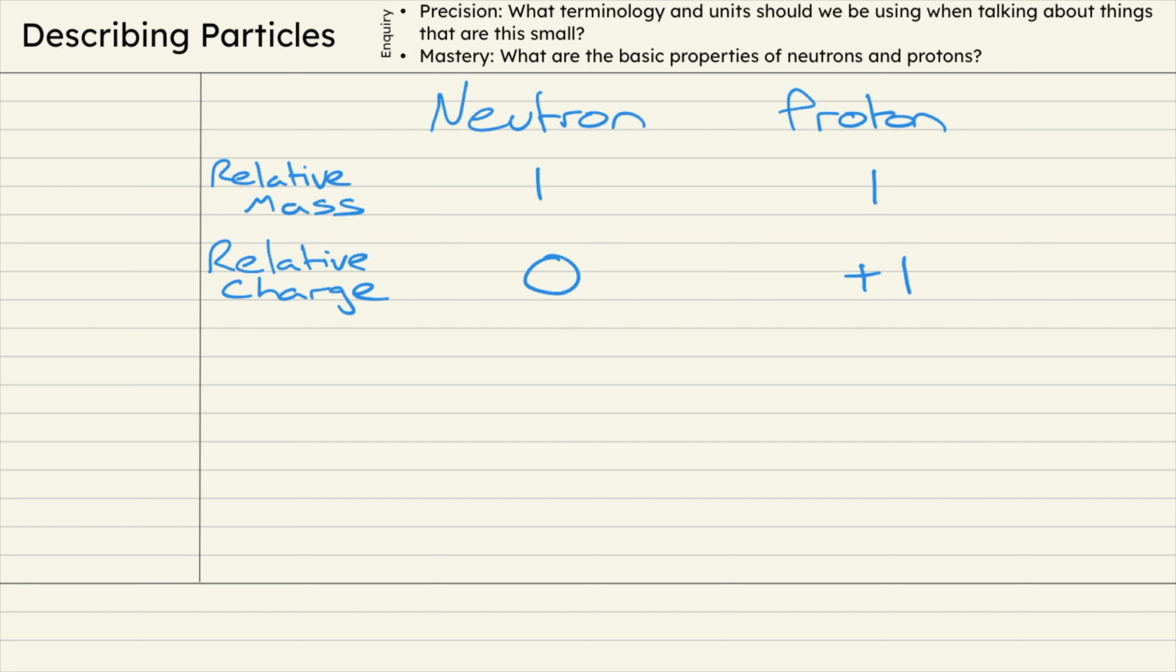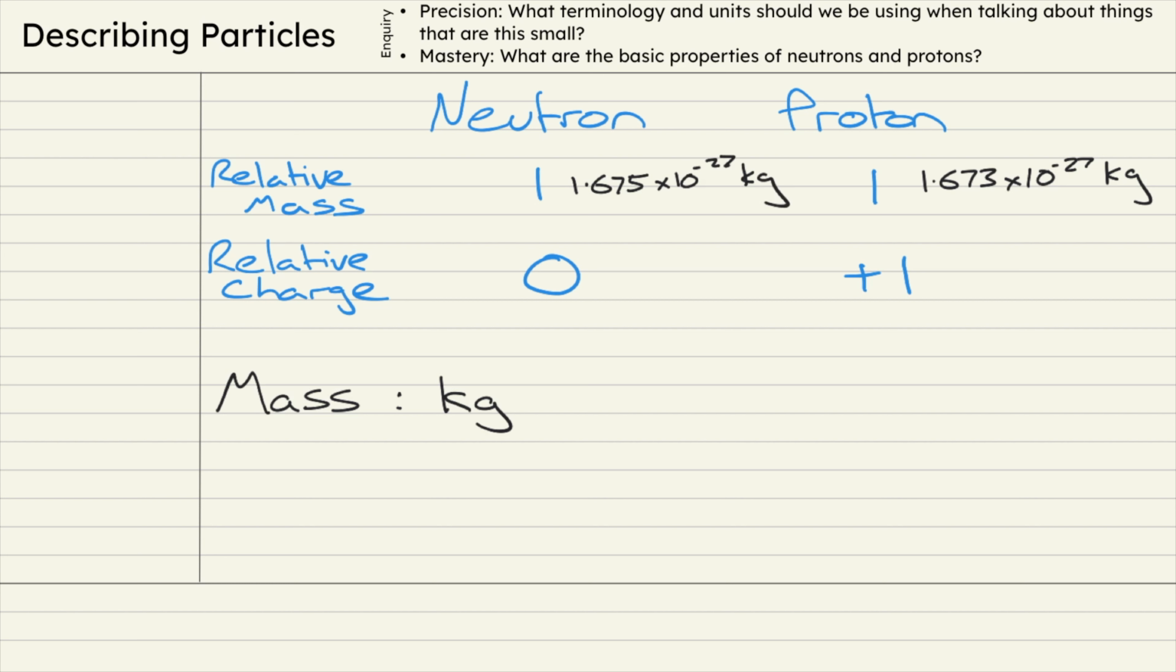So, the mass, which we normally are going to measure in kilograms: the proton is 1.673 times 10 to the minus 27 kilograms, and the neutron is 1.675 times 10 to the minus 27 kilograms. So these are very low masses, and particle physicists don't really want to have to write 10 to the power of minus 27 100 times on every single page.